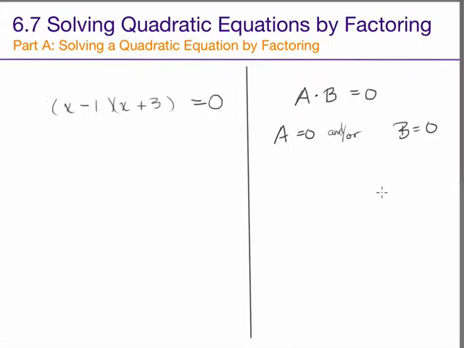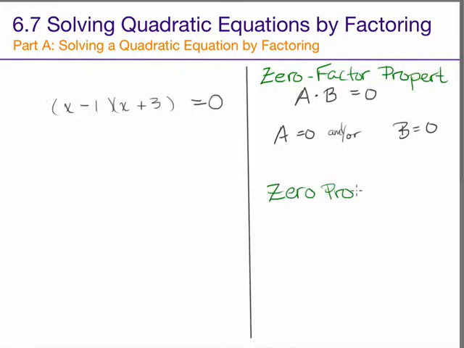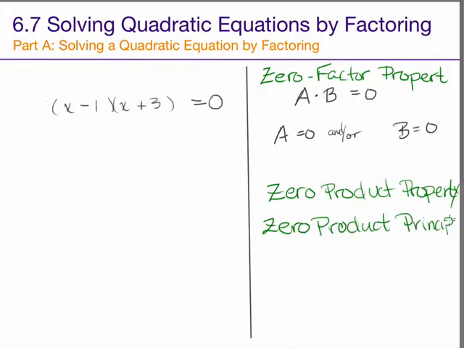There are no other numbers that will do this for us. A times something equals 0 means the something has to be 0. It's the only way to get 0. We're going to use this property a lot in this section. Your textbook calls this the zero factor property. It's also sometimes called the zero product property, and I've heard it called the zero product principle.